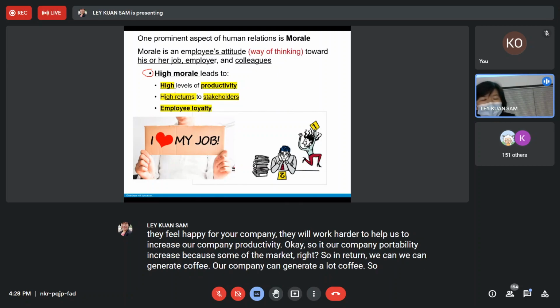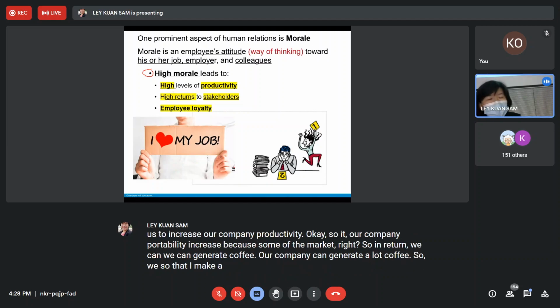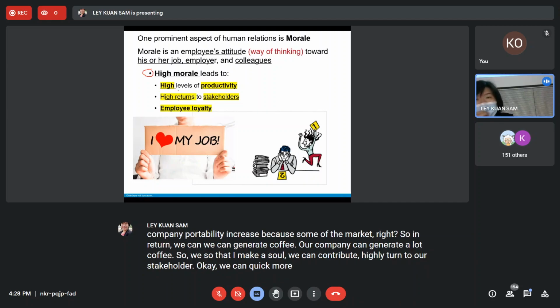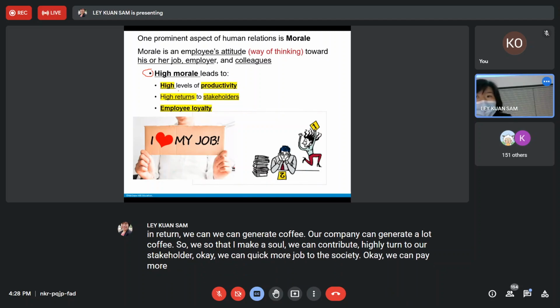So we can contribute a high return to our stakeholders. We can create more jobs for society. We can pay more tax to government. We can return high dividends to shareholders. So these are the benefits.